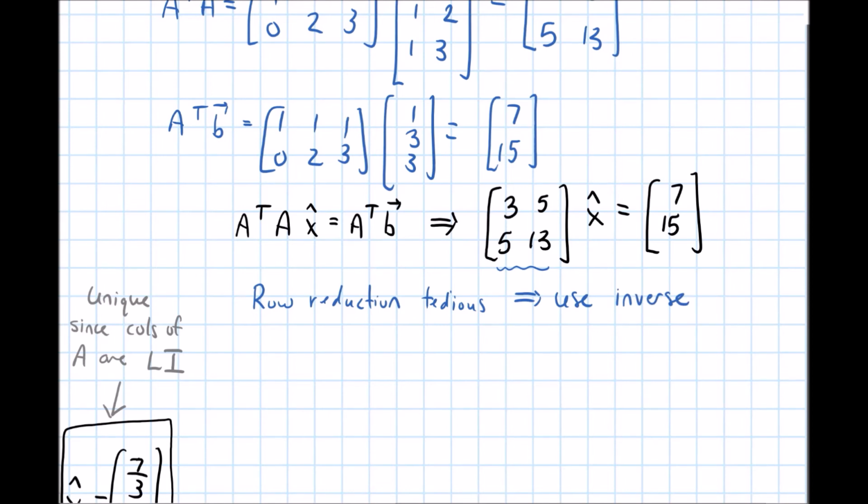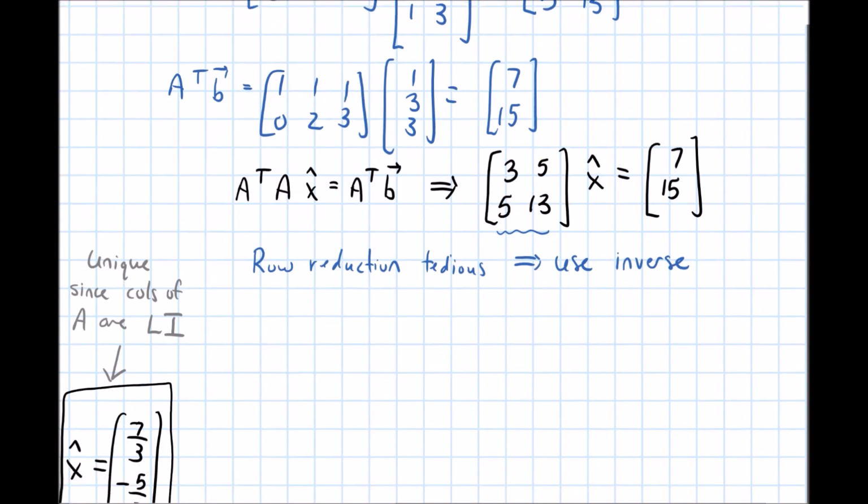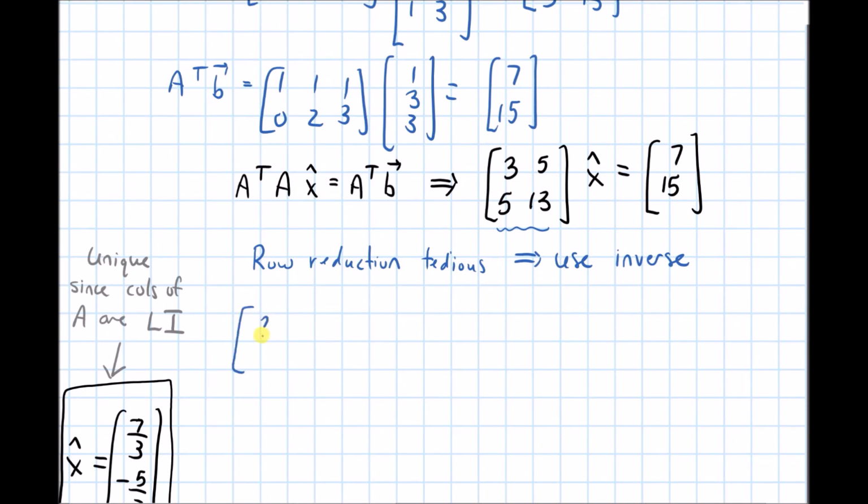In fact, it'll turn out that A transpose A will always be square, but it's not always going to be invertible. But in this case, it is. So we can use the inverse. So let's figure out the inverse of 3, 5, 5, 13.